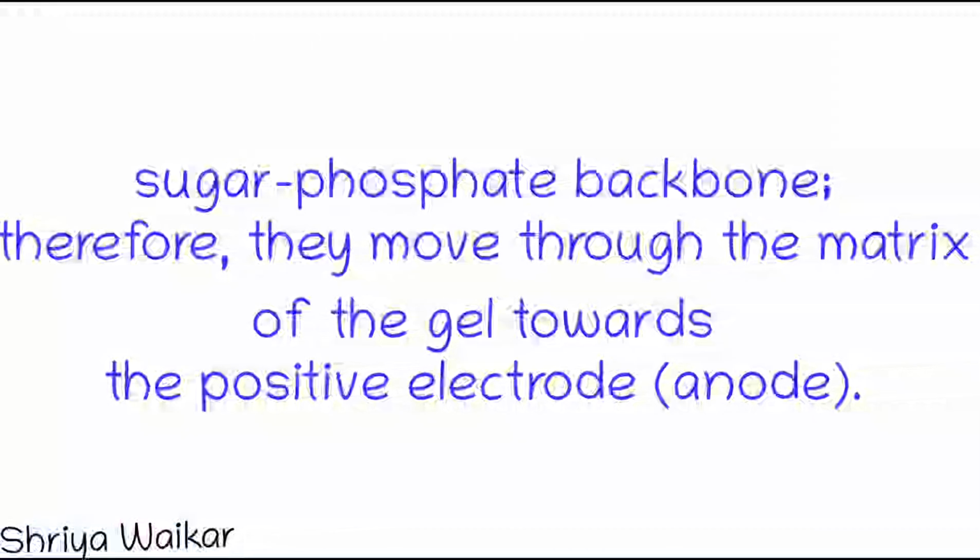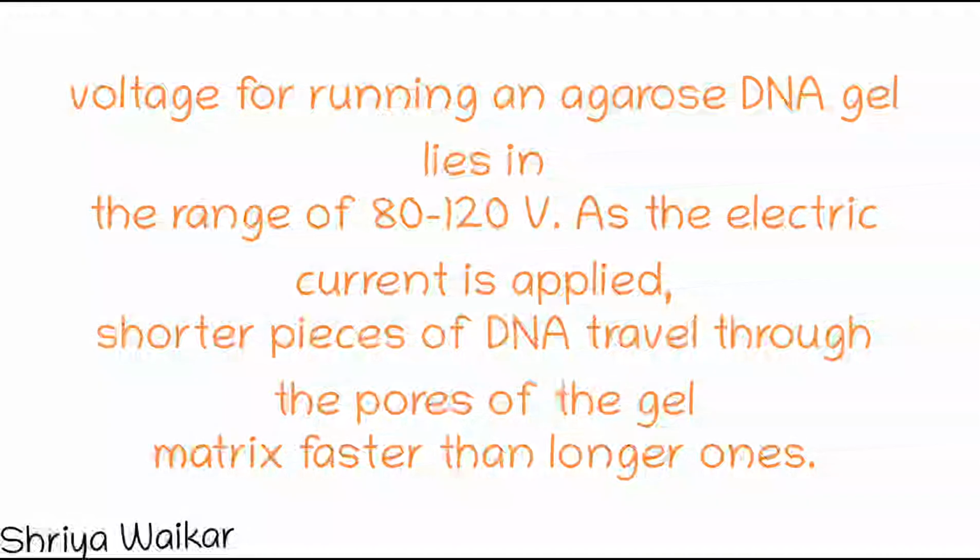So when the power is turned on, the current begins to flow through the gel, and DNA molecules have a negative charge due to the presence of the phosphate group in their sugar-phosphate backbone. Therefore, they move through the matrix of the gel toward the positive electrode, that is the anode. The voltage for running an agarose DNA gel lies in the range of 80 to 120 volts.